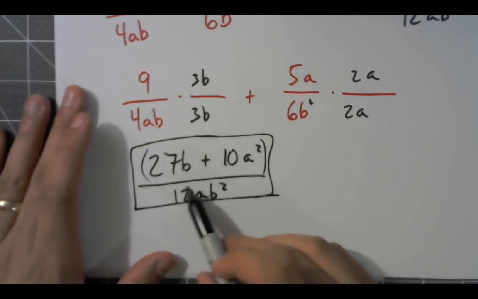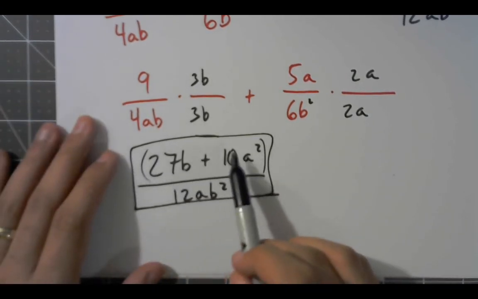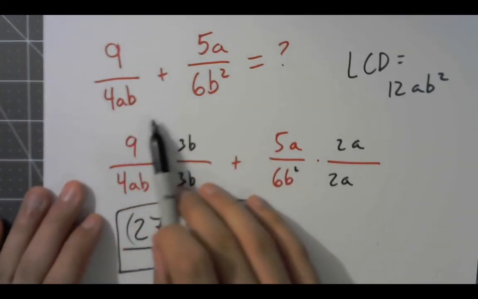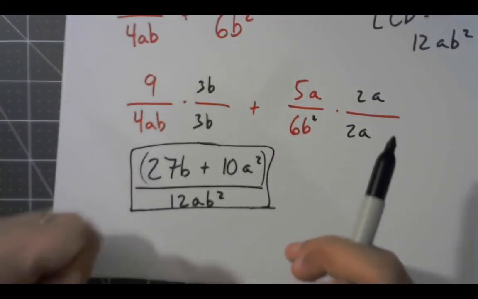But I can't combine that to 37a squared b. So this is our final answer. This is your question. Final answer. Good problem.